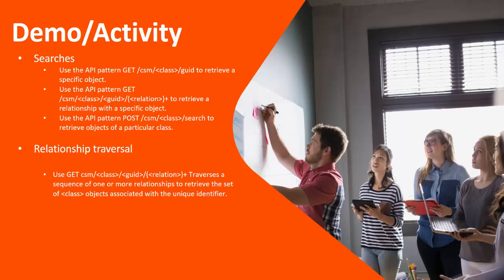For example, use the API pattern GET and the resource will be /CSM class GeoID to retrieve a specific object. You can also use the API pattern GET and the resource will be /CSM class GeoID relation plus to retrieve a relationship with a specific object. You can also use the API pattern POST and the resource will be /CSM class search to retrieve objects of a particular class.